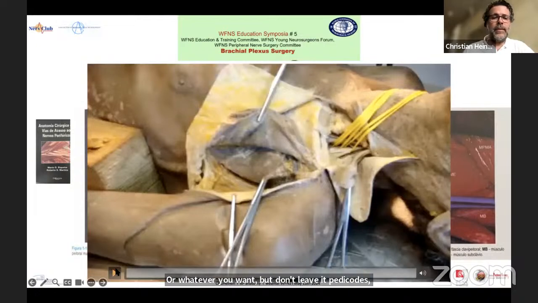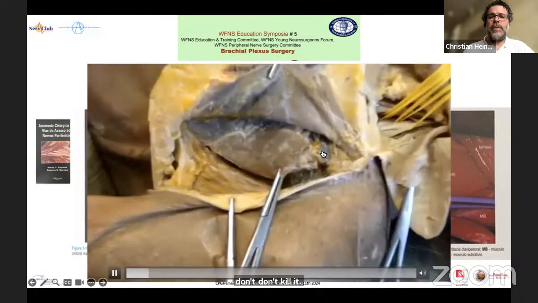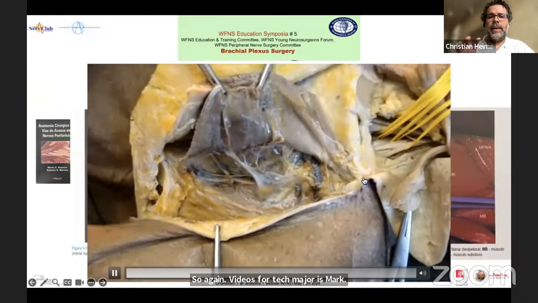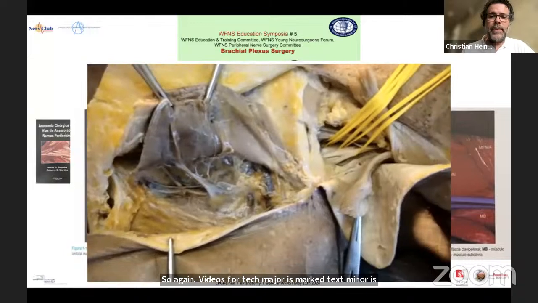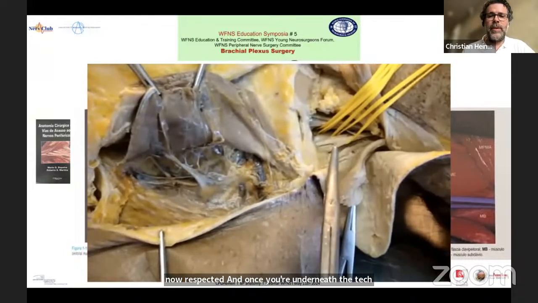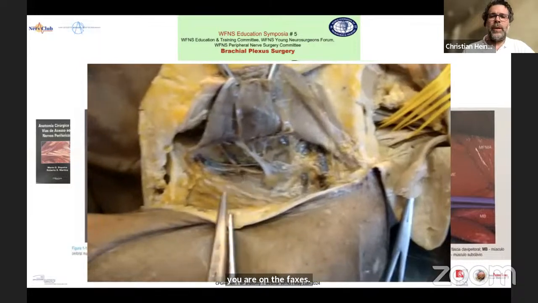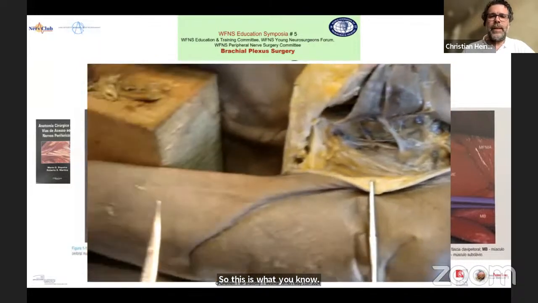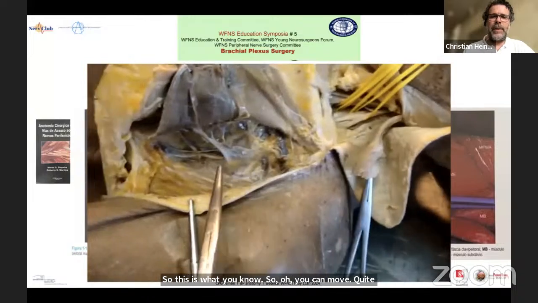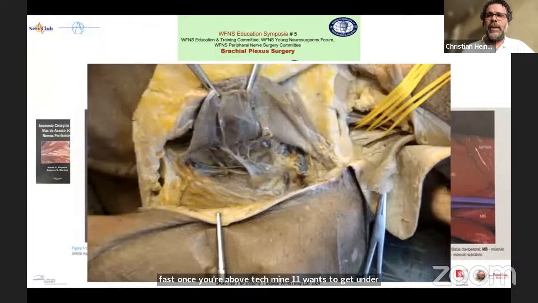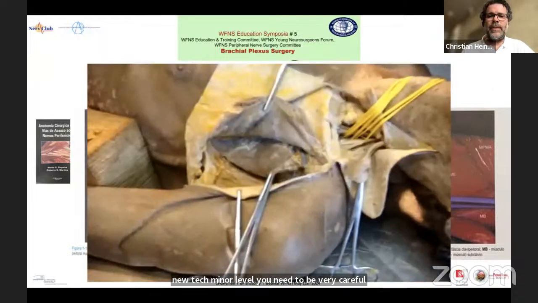So again, in the video, pec major is marked, pec minor is now reflected. And once you're underneath the pec minor, you're on the plexus. So you can move quite fast once you're above pec minor level. Once you get underneath pec minor level, you need to be very careful because then you will be in the infraclavicular plexus.